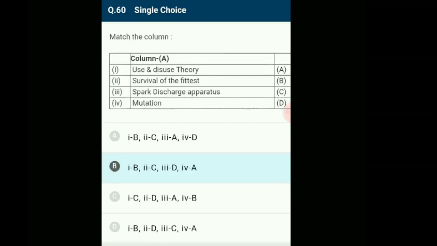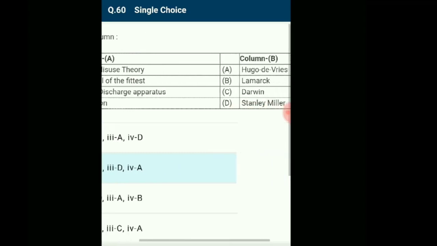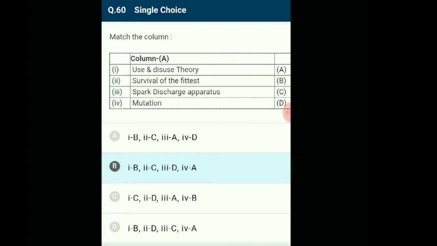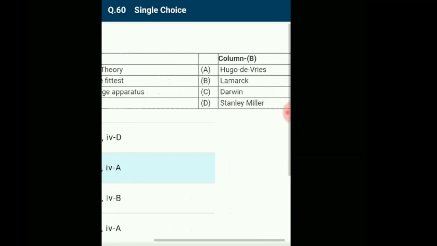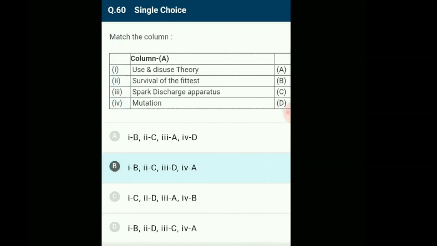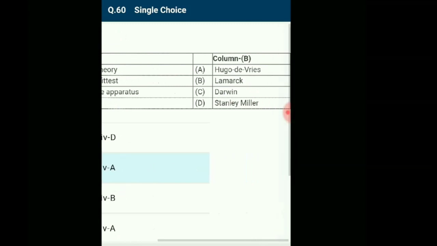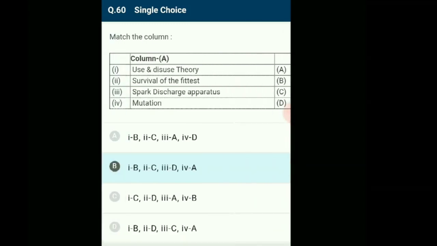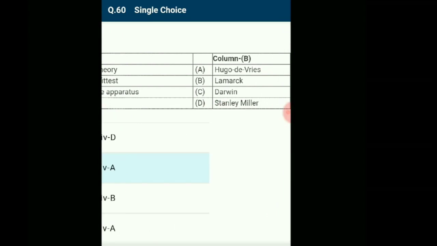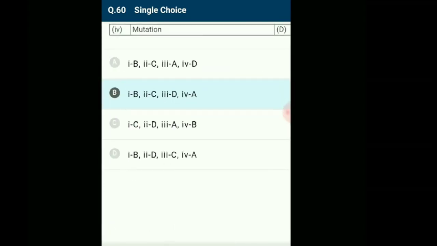Question number 60. Match column A with column B. Use and disuse theory was proposed by Lamarck. Second one, survival of the fittest, that theory was proposed by Darwin. Then the third one, spark discharge apparatus, was proposed by Stanley Miller. And the fourth one, mutation, was proposed by Hugo de Vries. So the correctly matching option is option B.